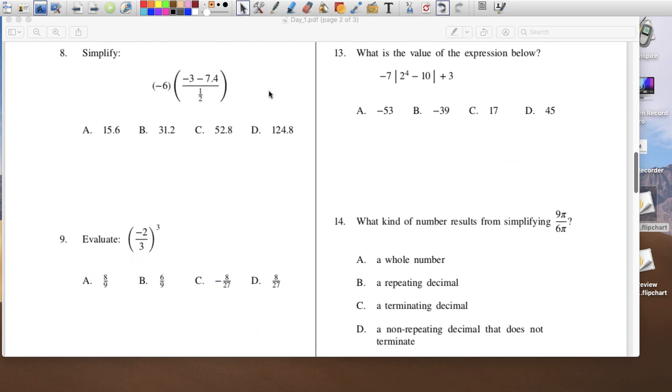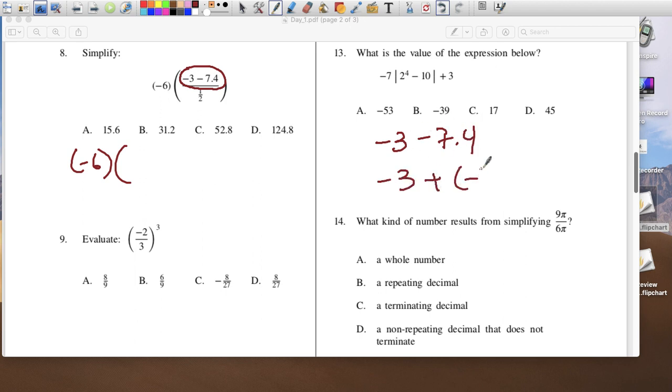Numero 8, a lot of things going on, so let's take care of the parentheses. So in the parentheses, I'm going to do this part right here, the numerator. So negative 6 is going to stay out waiting, and inside that big parentheses, I'm going to do negative 3 minus negative 7.4. Negative 3 minus 7.4, I'm going to change the subtraction to addition, negative 3 plus negative 7.4. They're both negatives, right? So they're friends, so it's going to be negative 10.4, right?